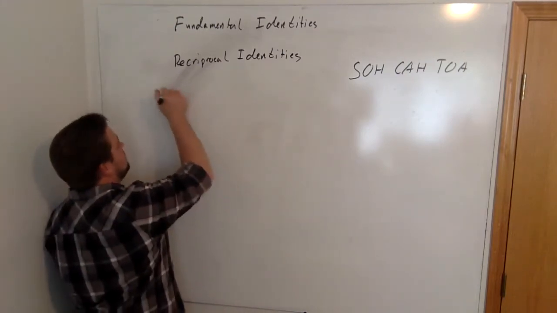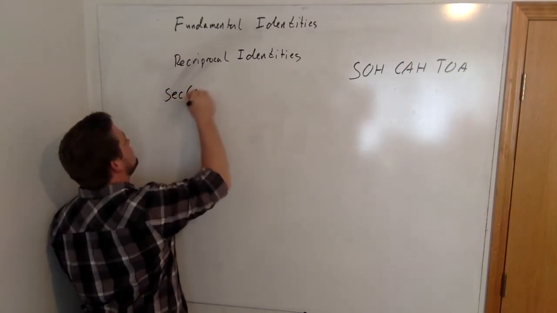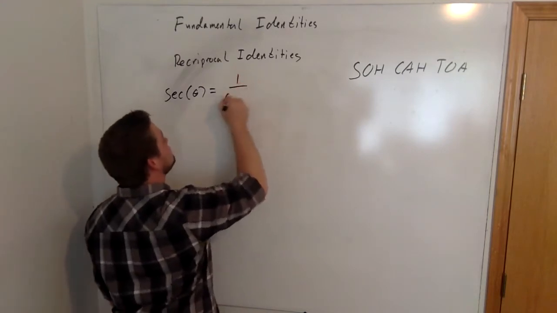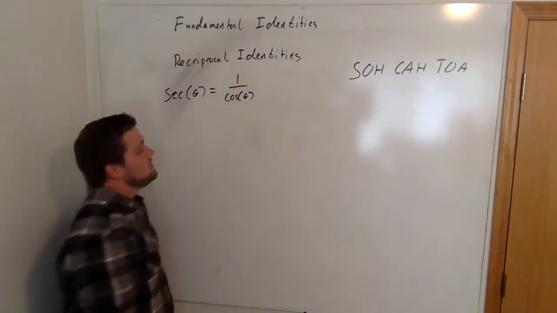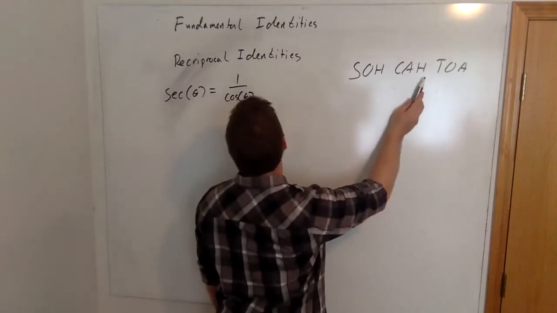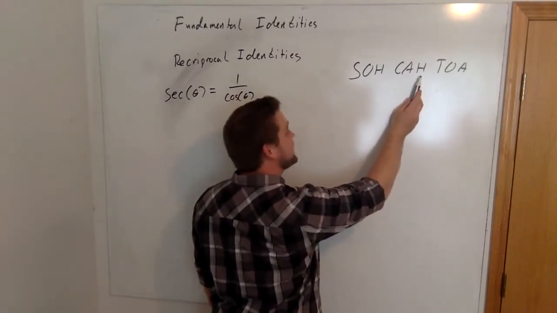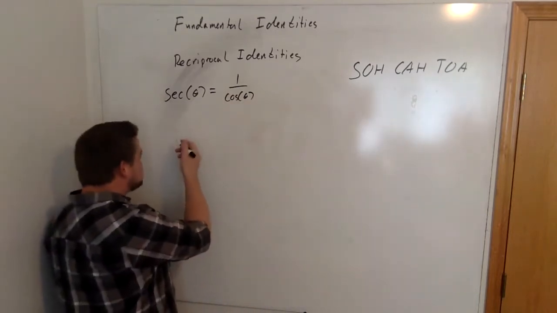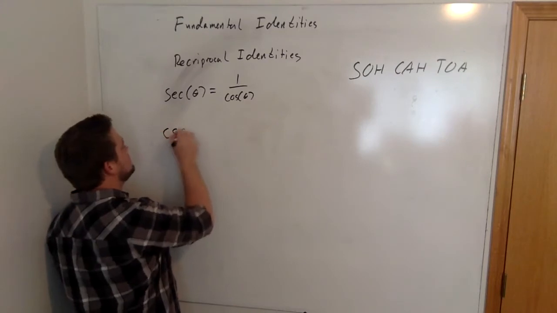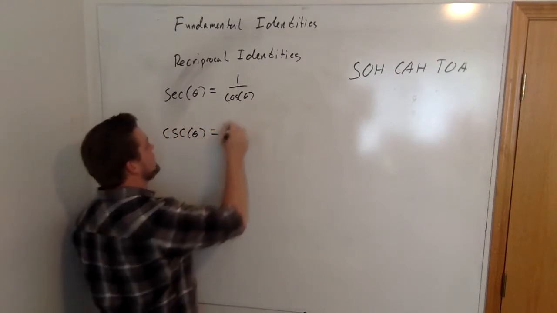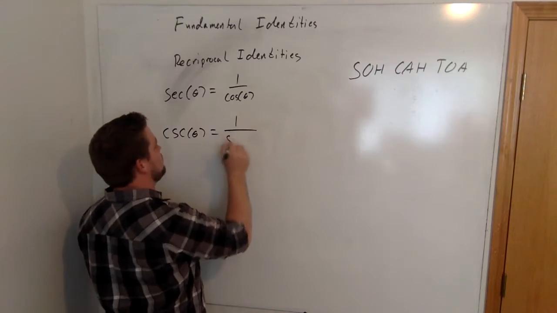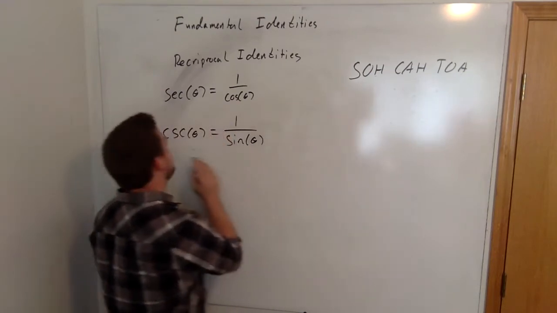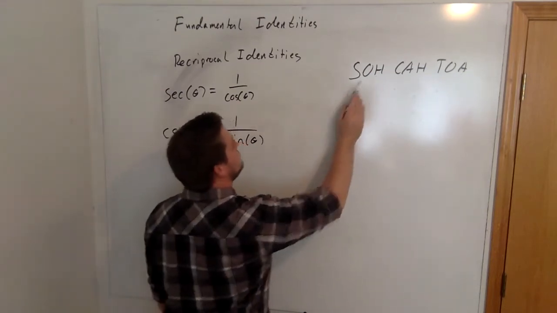Specifically, let's talk about secant. Secant of theta is defined to be 1 over cosine. So cosine is adjacent over hypotenuse, so secant of theta is defined as hypotenuse over adjacent, or it's the reciprocal. Similarly, cosecant of theta is 1 over sine of theta. Sine is opposite over hypotenuse, so cosecant is hypotenuse over opposite.